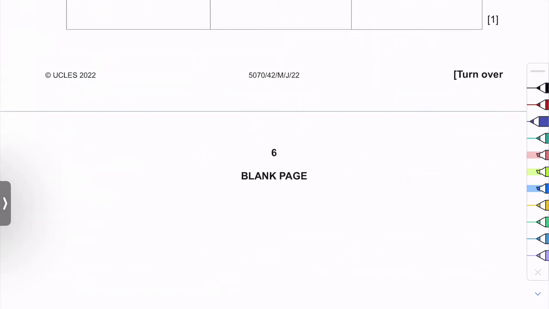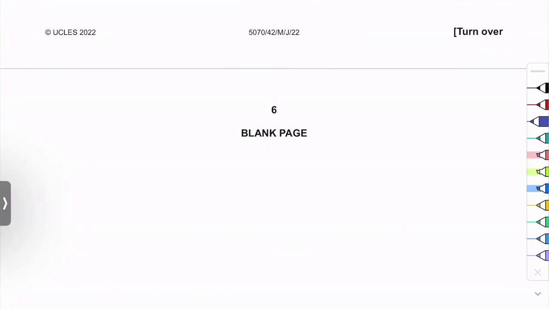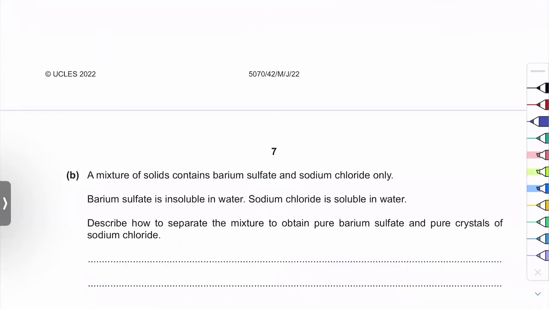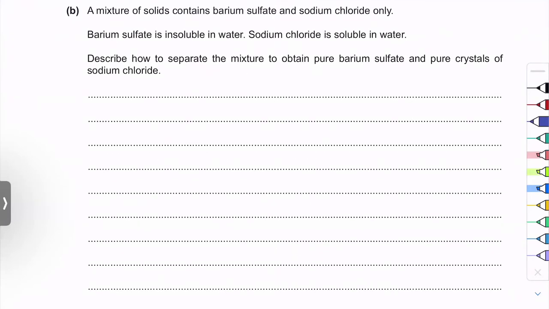Easy. Okay, blank page. Why do they give us these blank pages? Because you can write on them if you need to. Or you can use them for rough work. Okay. But I would still suggest that you don't have your final answer in blank pages. You have to do rough work in blank pages.